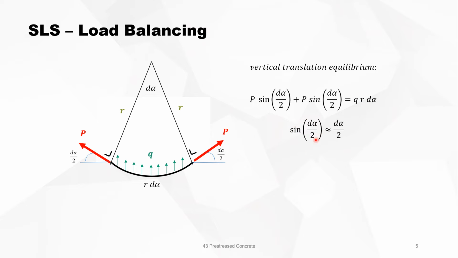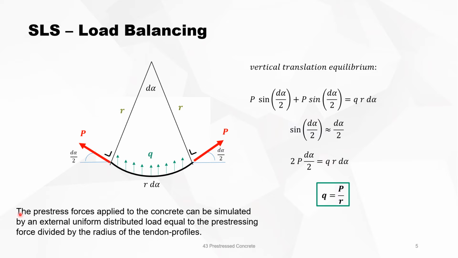For small angles, d alpha over 2 is small, then the sine of d alpha over 2 equals d alpha over 2, and then the equation leads to that the uniform distributed load equals the tension in the tendon P divided by the radius R. So Q is P divided by R. It means that the prestressed forces applied to the concrete can be simulated by an external uniform distributed load equal to the prestressing force divided by the radius of the tendon profile.